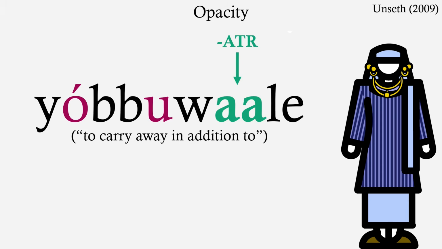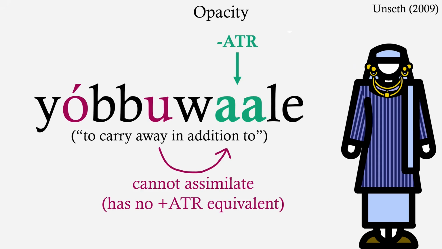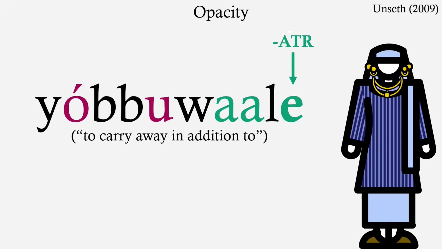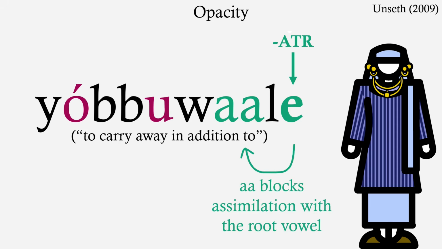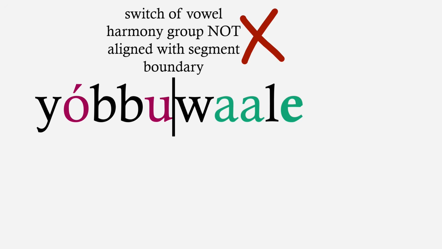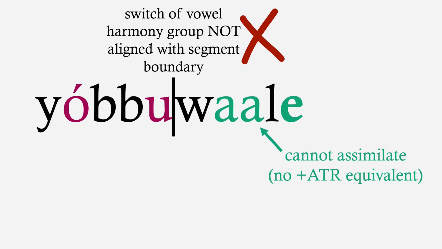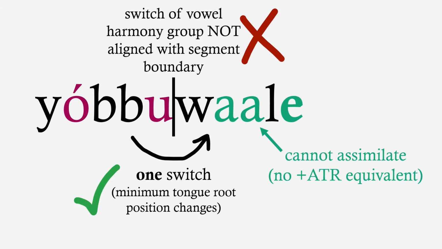get R, which has no ATR equivalent, so it stays non-ATR, and then the final vowel also becomes non-ATR, assimilating with the R vowel. This breaks our segment boundary rule, but given the phonology Wolof has to work with here, it's maintaining the ease of pronunciation rule as well as it can.